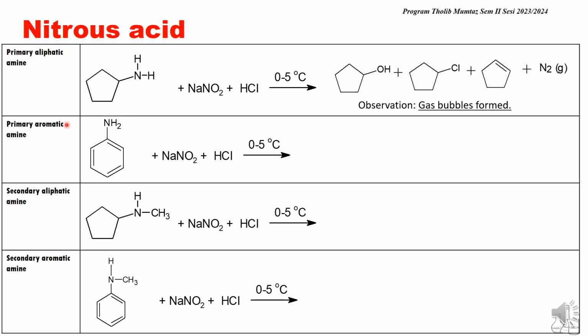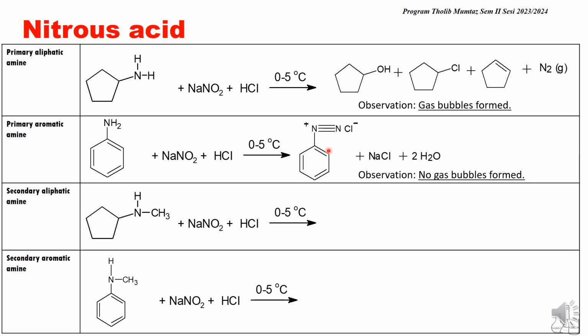Next one, for primary aromatic amine, given here is the structure of aniline. When it reacts with nitrous acid, it will form a structure that we call benzene diazonium salt plus NaCl and 2H2O. Now, because benzene diazonium salt is a relatively stable compound, it will not break down or decompose to form nitrogen gas. That's why our observation for primary aromatic amine is no gas bubbles formed.